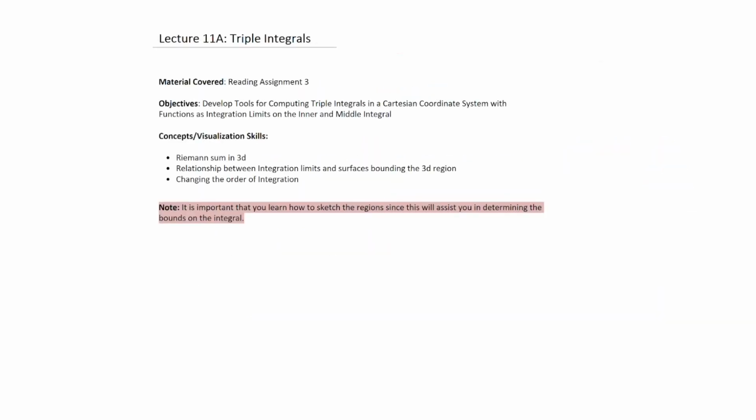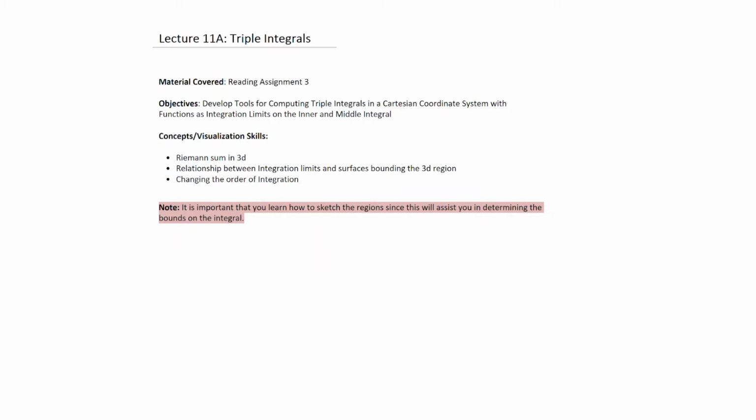Welcome to Lecture 11A, entitled Triple Integrals. So this is the first lecture where we actually start to look at volumes, that is, objects in 3D. And I made a note right at the bottom that it's important that you learn how to sketch the regions, since this will assist you in determining the bounds on the integral.